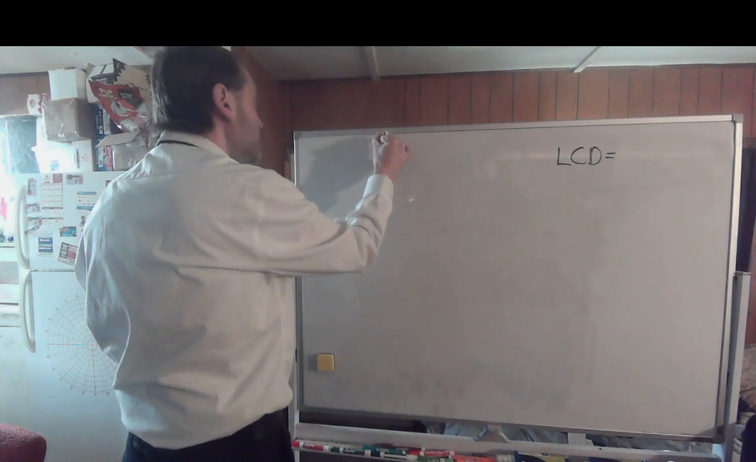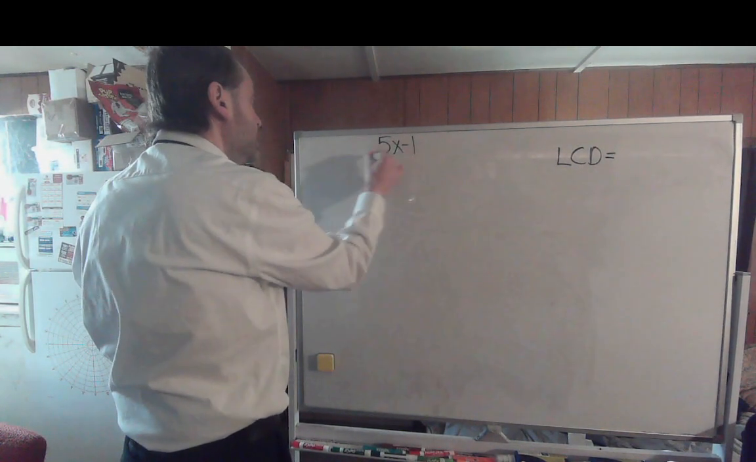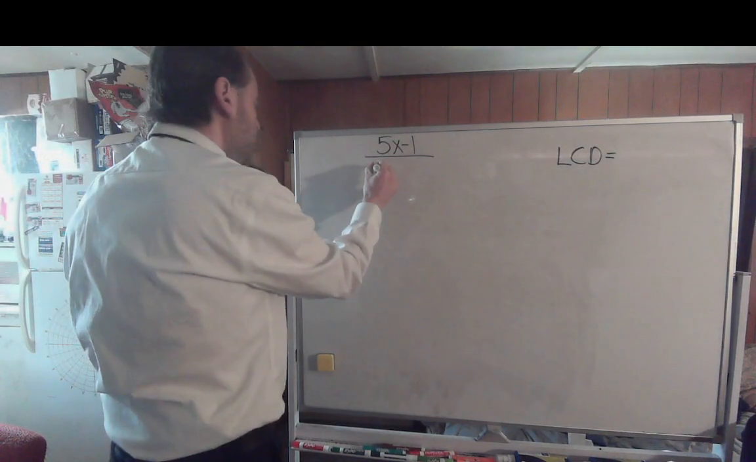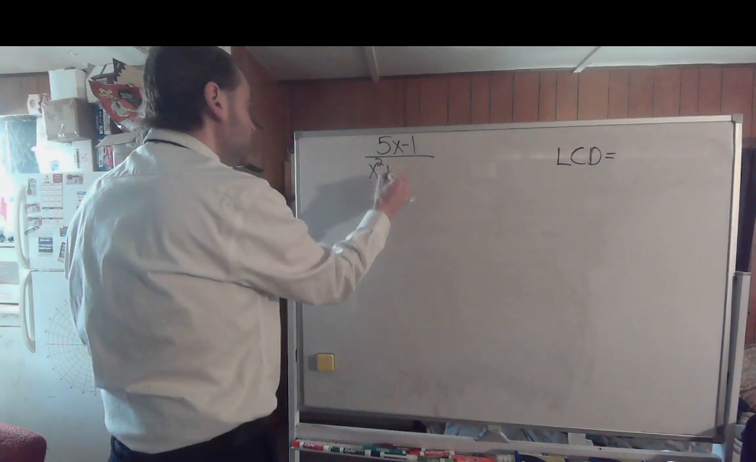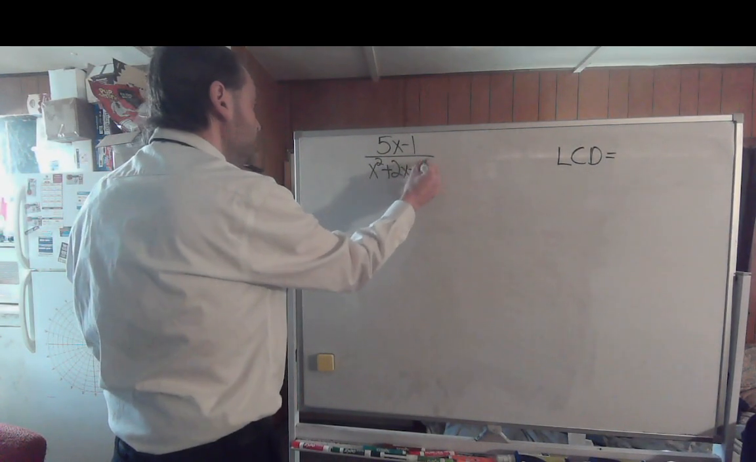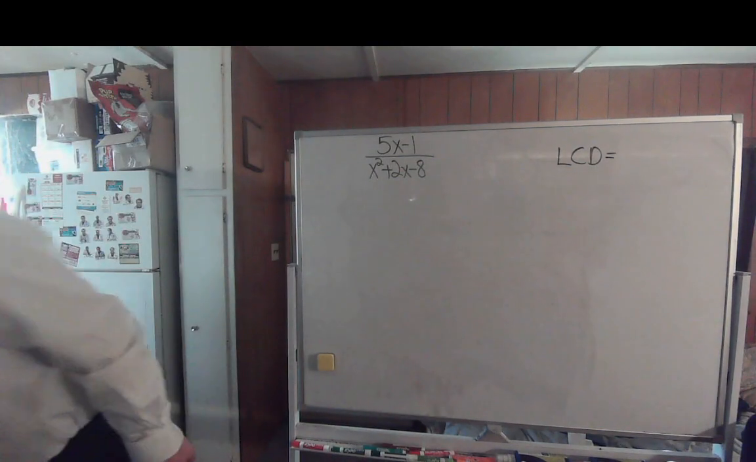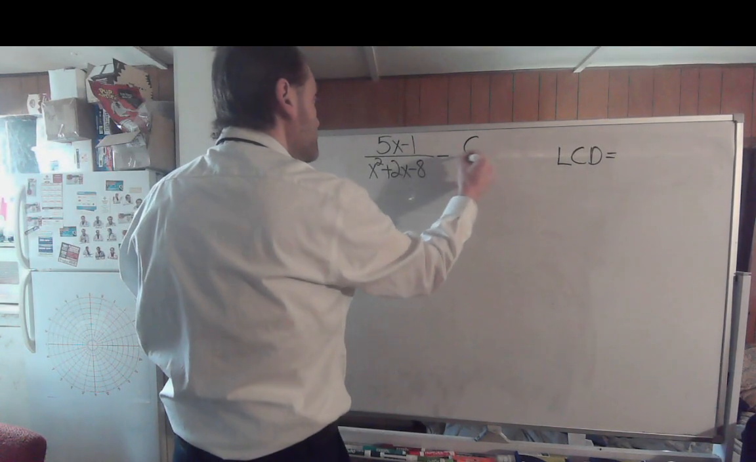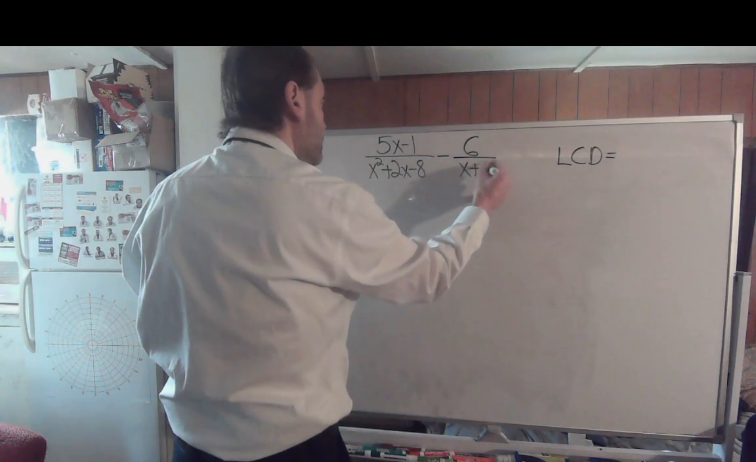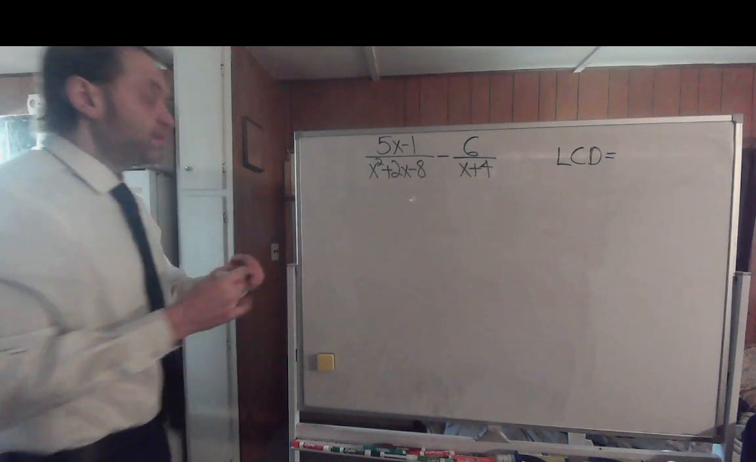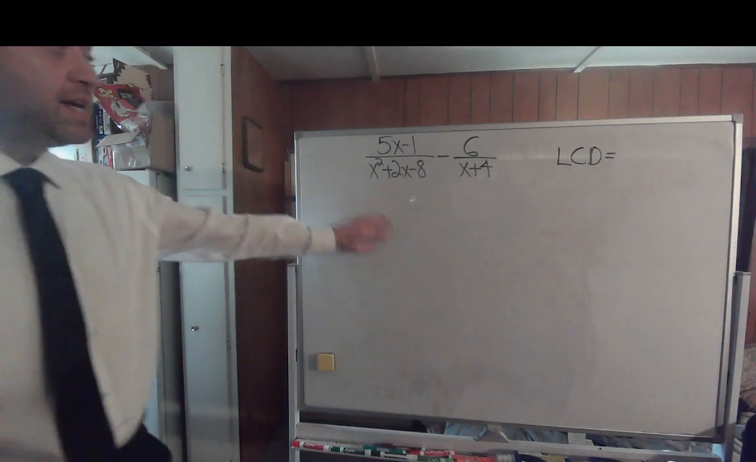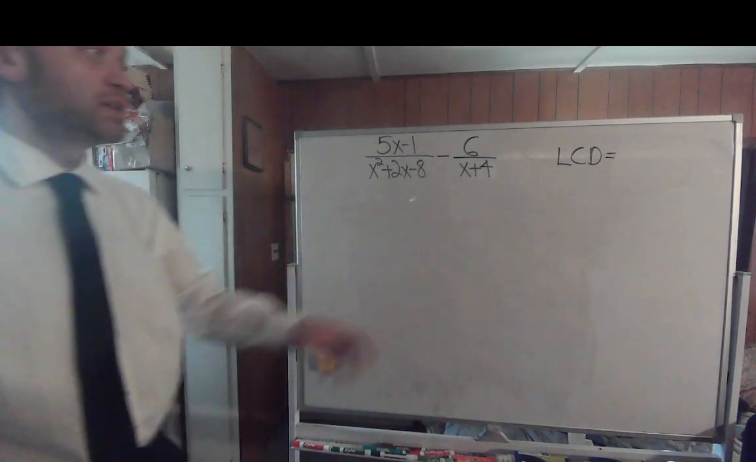Alright, we have 5x minus 1 all over x squared plus 2x minus 8 minus 6 all over x plus 4. So we have 5x minus 1 over x squared plus 2x minus 8 minus 6 over x plus 4.